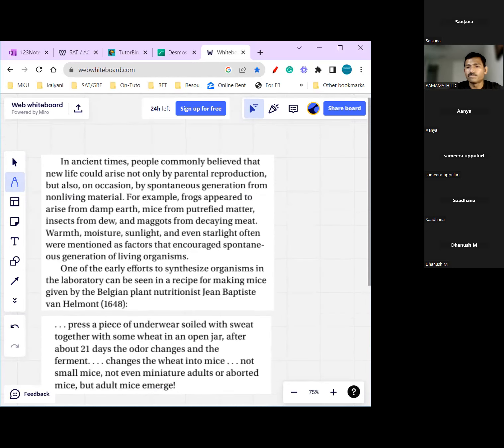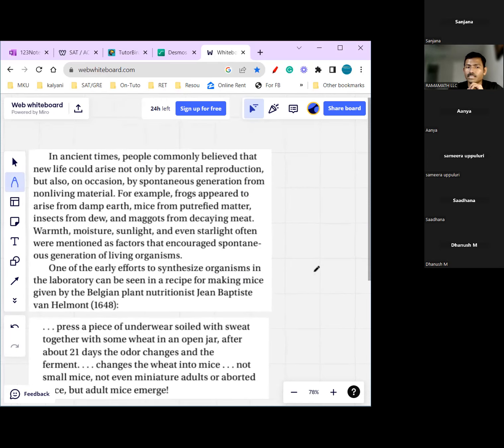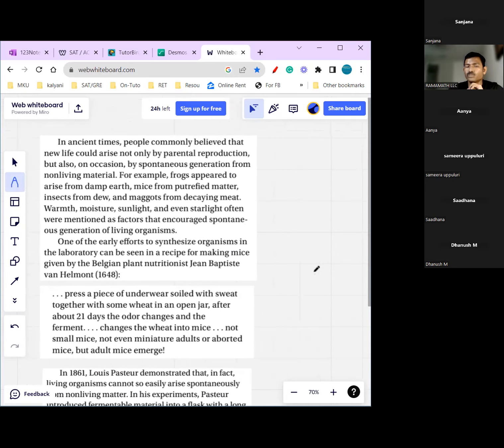Okay? So first of all, if I read this passage at the beginning, we talk about ancient times. So we're talking about something that happened in the past. If you read this passage carefully, there is a problem, right? There is a misconception introduced. Do you guys see that? There is a misconception.